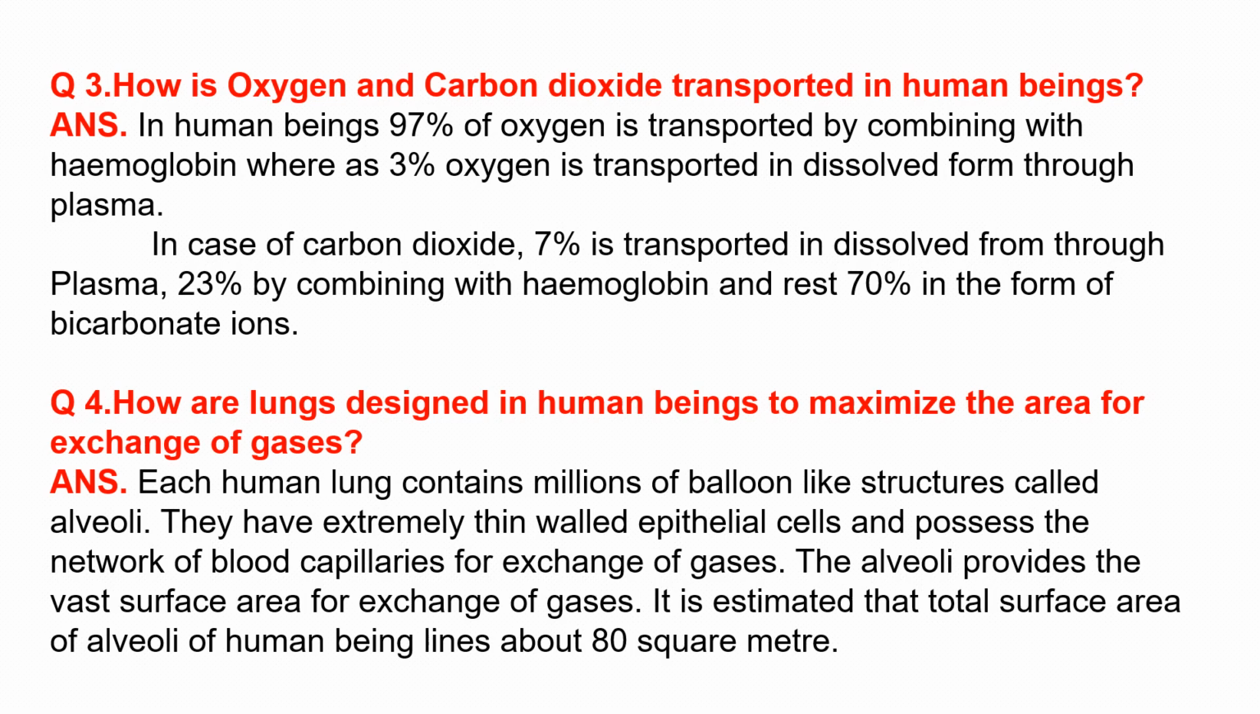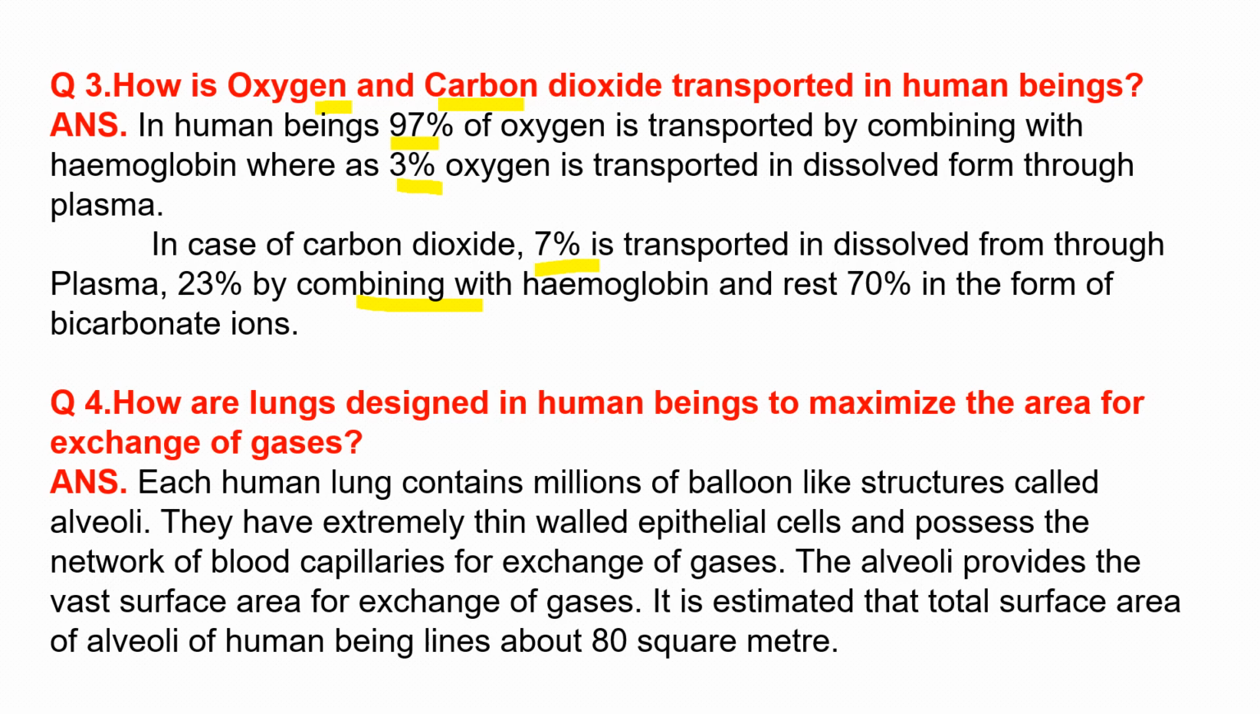Next question, students: how are oxygen and carbon dioxide transported in human beings? So, talking about oxygen, 97% of oxygen is transported with the help of hemoglobin, whereas just 3% is transported in soluble form through the plasma of the blood. In the case of carbon dioxide, 7% is transported in dissolved form through plasma, 23% by combining with hemoglobin, and the rest 70% in the form of bicarbonate ions.